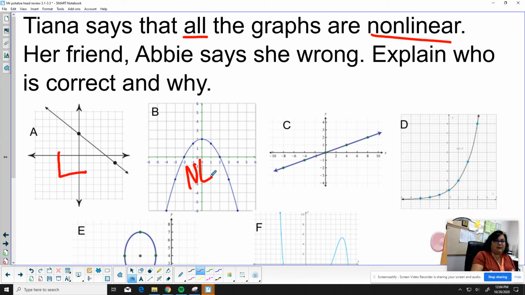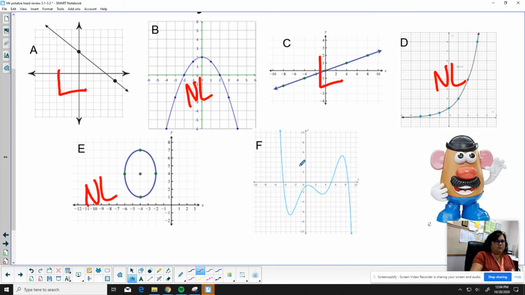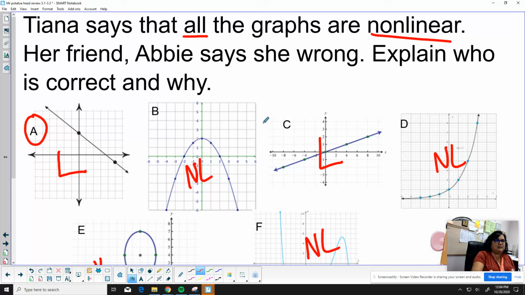She's right about B. C is linear. It's a straight line. This one's nonlinear. She's right about D. This one's nonlinear. That's an oval. And she's right about that one. So she's wrong about A and C. Those are the ones she's wrong about because they're straight lines. Therefore, they are linear.